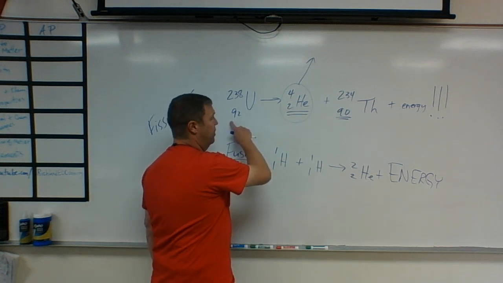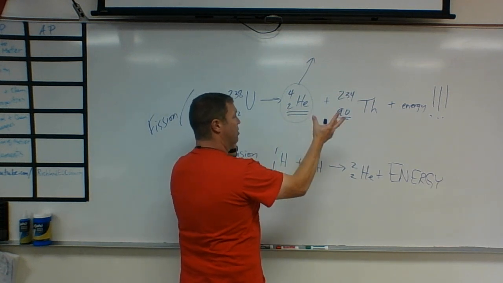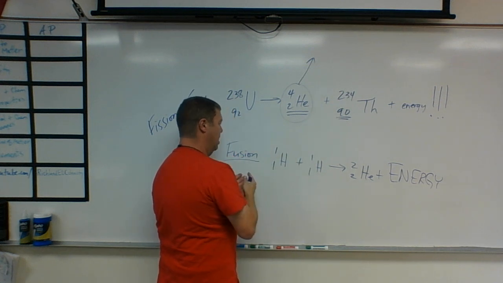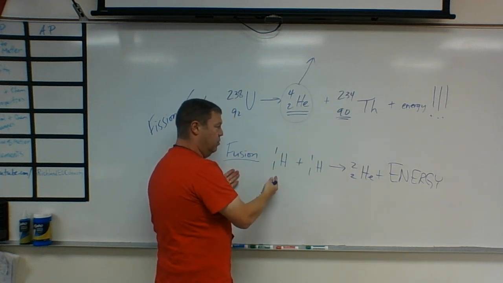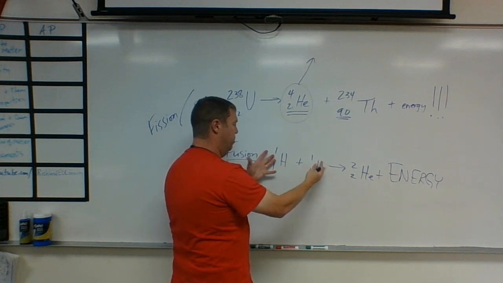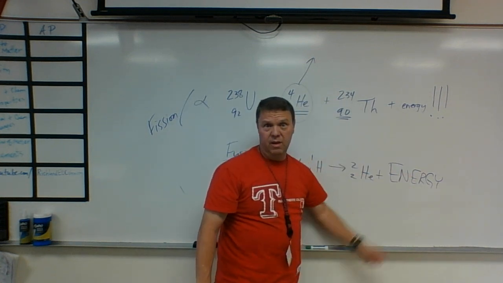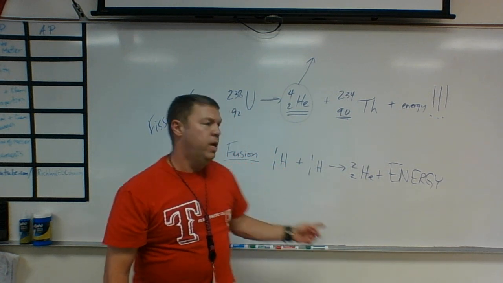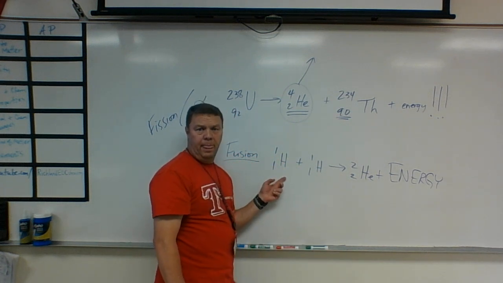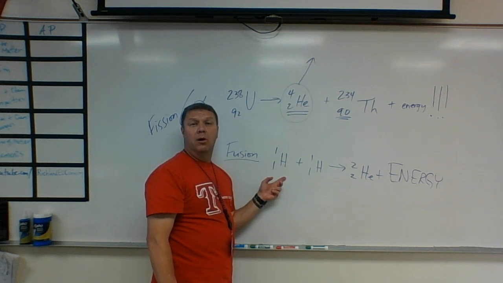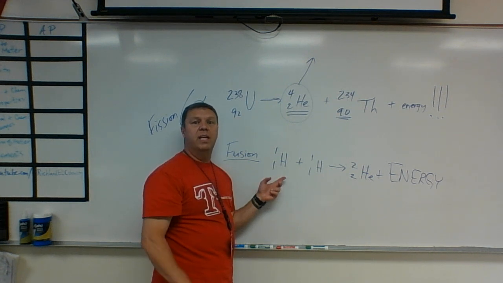Notice in fission reactions, you take something and you break parts off. This is a natural process. Fusion, natural process on the sun. You take two parts and they stick together. You make something else, and both of them give off energy. Now, we can't make this happen on Earth right now. If we could make fusion happen on Earth in a controlled situation, we'd have an endless amount of energy.